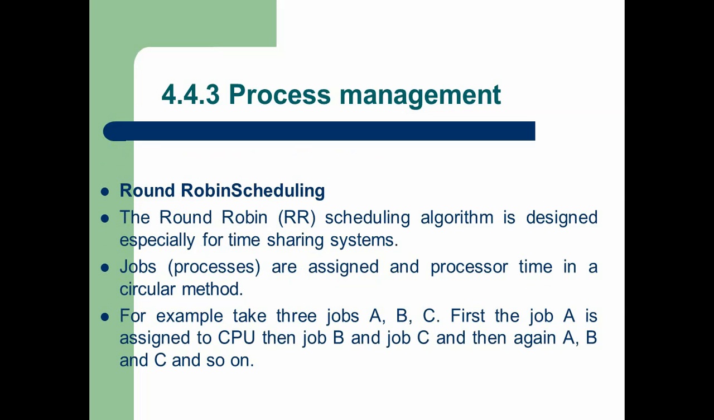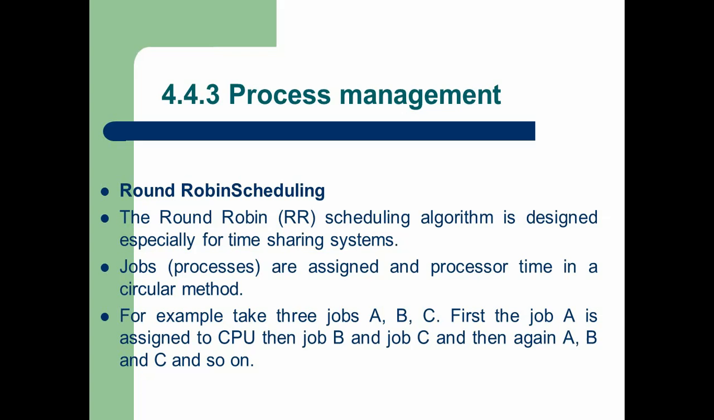The next process management technique is the round robin technique. The round robin scheduling algorithm is designed especially for time sharing systems. Jobs are assigned processing time in a circular method. For example, take three jobs A, B, C. It means VLC, MS Word, and Gmail. First, job A is assigned to the CPU, then B, then C, then again A, B, C are run in a circular manner. This type of technique is called round robin.